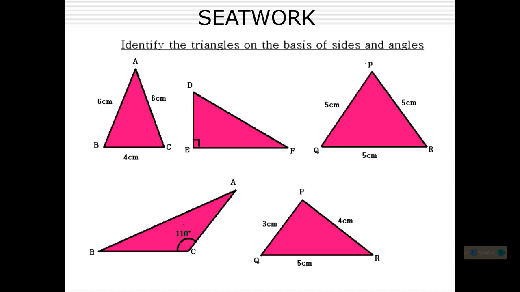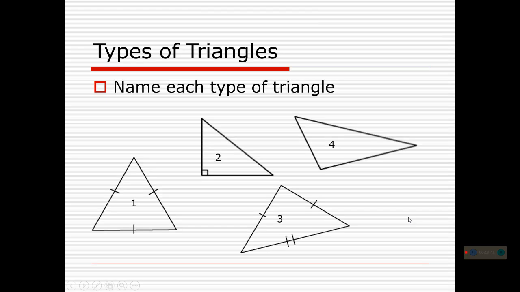For our seatwork, let us have this slide. You are going to identify the triangles on the basis of sides and angles. On the basis of sides, again, we have equilateral, isosceles, and scalene. On the basis of angles, we have equiangular, acute, right, and obtuse triangles. So you can answer those kinds or types of triangles.